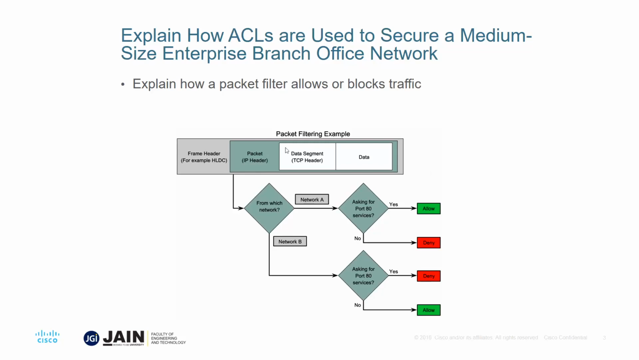All right. If you see this diagram, there is a condition here for which network this particular packet is going. If it is going to network A, it is asking for port 80 services. That packet wants to communicate through port 80. So there might be two options: yes, allow the communication, or deny. If you allow, you are letting them communicate using port number 80. If you deny, you are saying that no, you are not allowed to communicate using port number 80. So we are going to use the filtering concept.